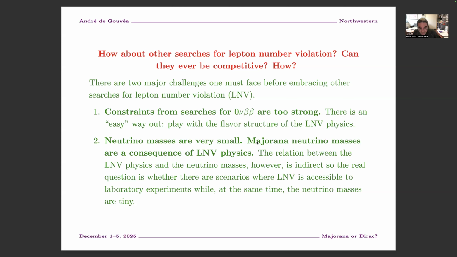And the answer is yes, because again, searches for lepton number violation are looking for lepton number violation. And the way in which lepton number violating physics connects to neutrino masses is not one-to-one. Even if the neutrinos are Majorana fermions, it is possible that the physics responsible for lepton number violation only speaks to the neutrinos very feebly, in such a way that maybe the rate for a lepton number violating process is much, much bigger than naive expectations.